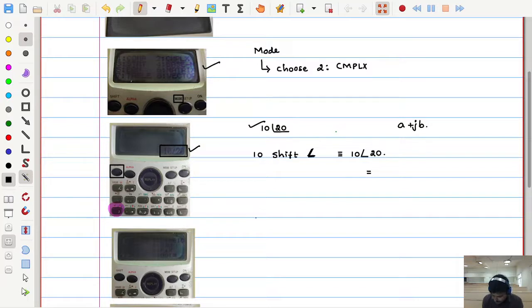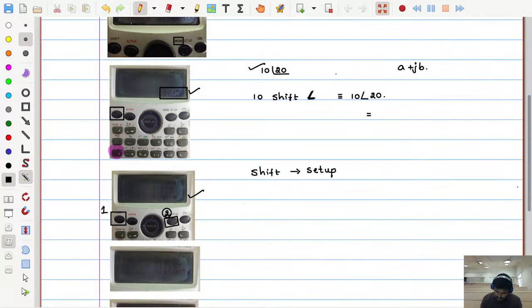First press shift, then setup button. Here is the shift, this is one, followed by pressing the corresponding setup button. As a result, you will get this display, where 1 is Math IO, 2 is Line IO, etc. Then after getting this display, use the replay button and press the downward arrow.